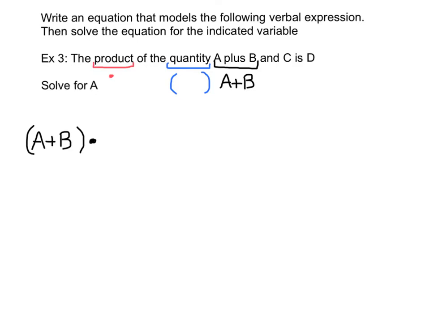So the product of, well, what is it the product of? The quantity a plus b. Now what is the quantity a plus b being multiplied by? Well, here comes the second part of our multiplication, and c.